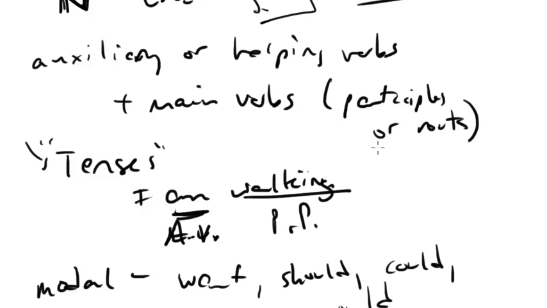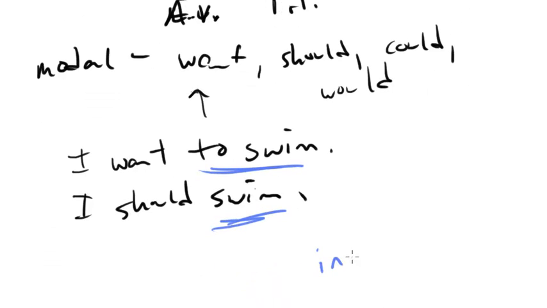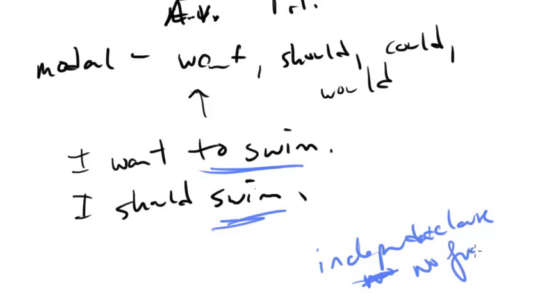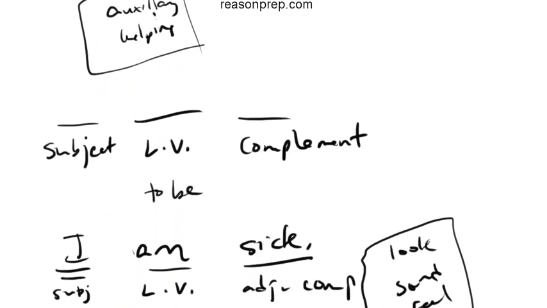And on the test, obviously you want to make sure, as always, that you have an independent clause, right? That you've got a main verb with a subject, and you don't have any fragments. Okay, so that's it for helping and auxiliary verbs and linking verbs.